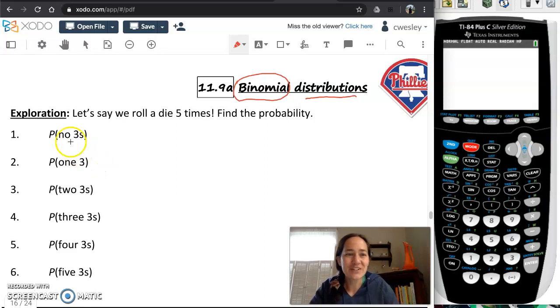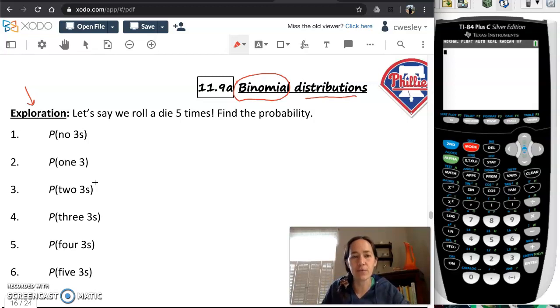Check out this exploration and see if it reminds you of the probability topics that we had gone over earlier in the unit. It says, let's say we roll a die 5 times, find the probability. Okay, so we got to think back to how we would have done this. With a theoretical probability of getting no 3s when you roll a die 5 times.